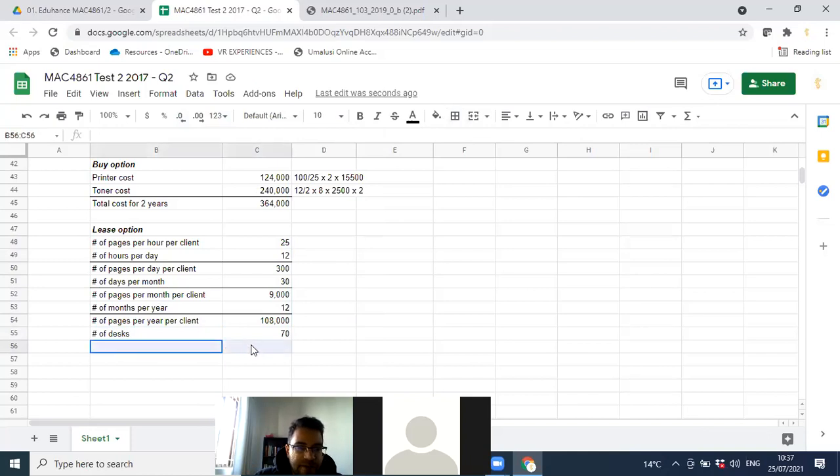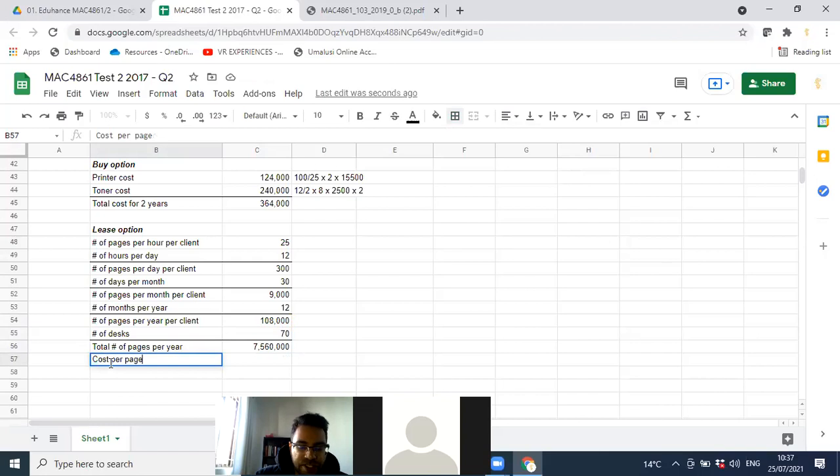So this here is going to be total number of pages per year. Okay, so this is taking all desks into account. 108 times 70. We don't take 100 because the occupancy rate won't be 100, it will be 70. So that is the number of pages per year. Now we can work out the cost.